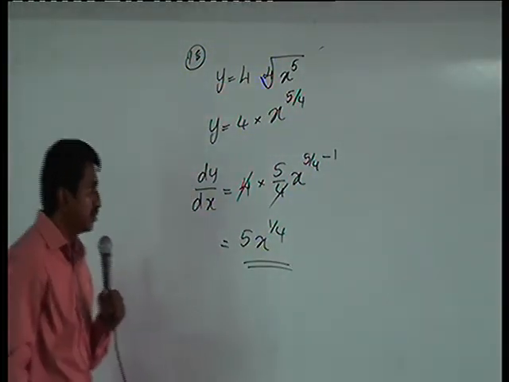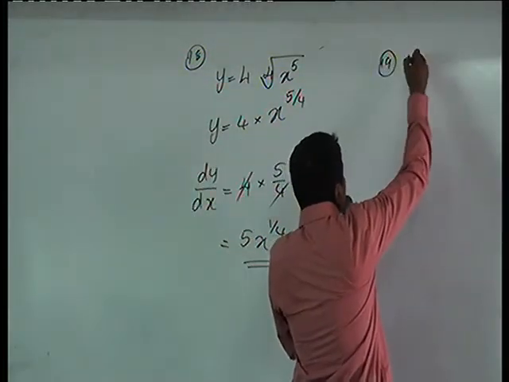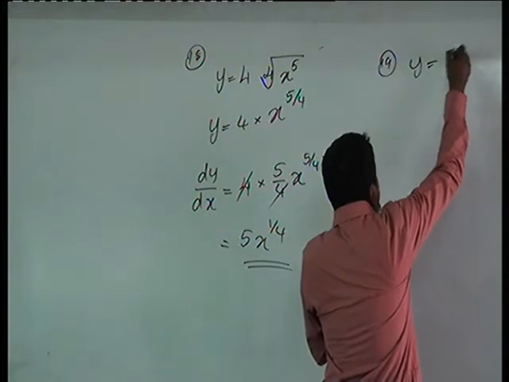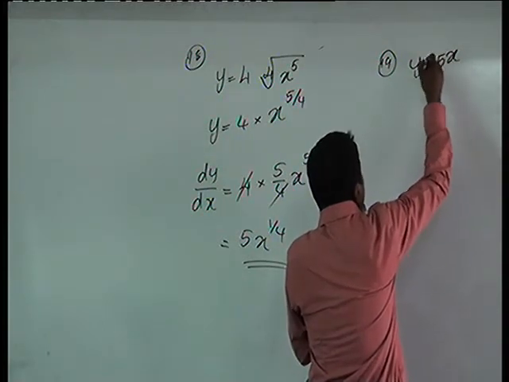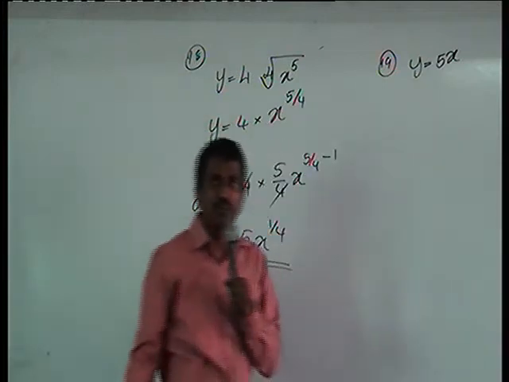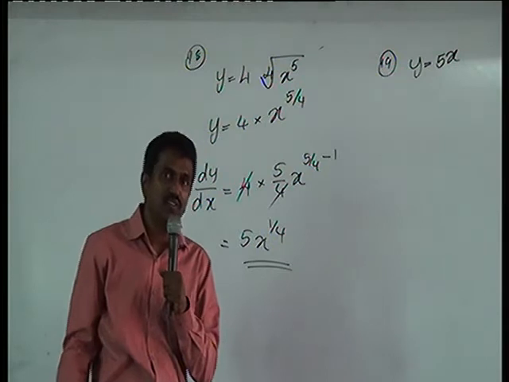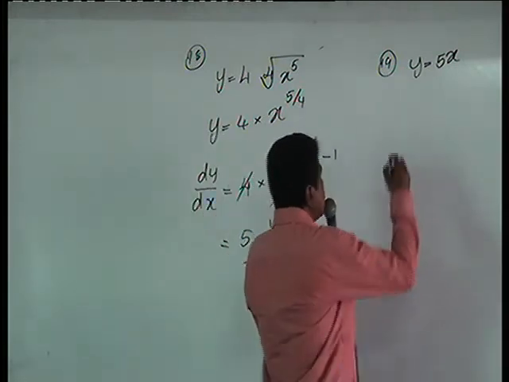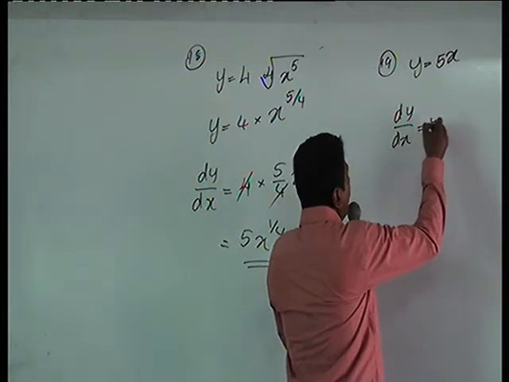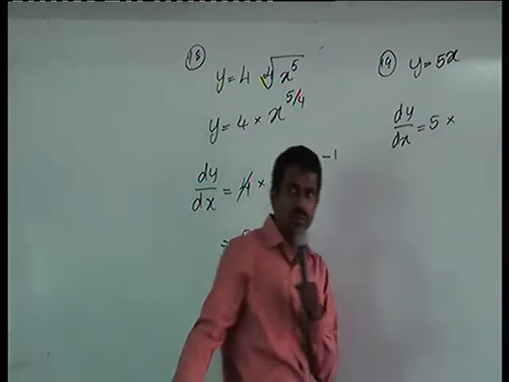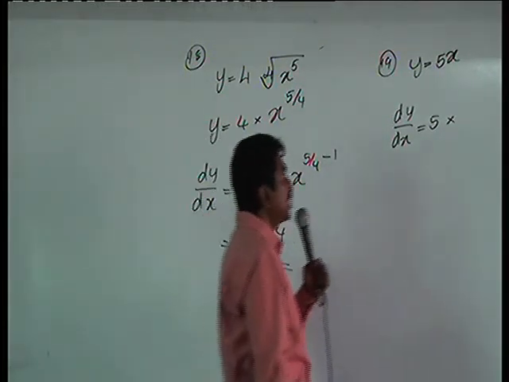Okay. I will give a very simple one here. Question number 19. Say y is equal to 5x. A very simple one. Y is equal to 5x. So what is the answer? dy by dx equals 5 into, right? 5 is the coefficient, 5 into x to the power 1.